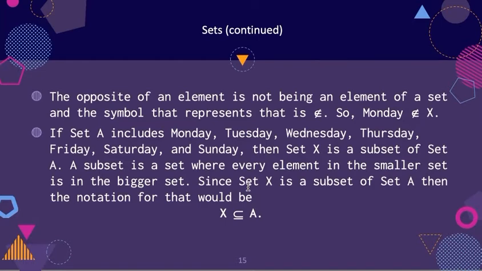If set A includes Monday, Tuesday, Wednesday, Thursday, Friday, Saturday, and Sunday, then set X is a subset of set A. A subset is a set where every element in the smaller set is in the bigger set. Since set X is a subset of set A, the notation would be X ⊂ A.